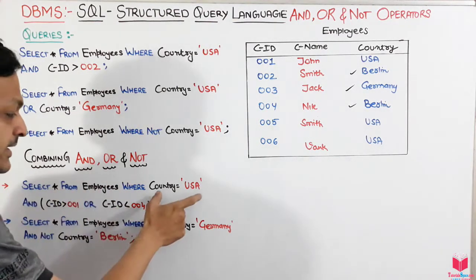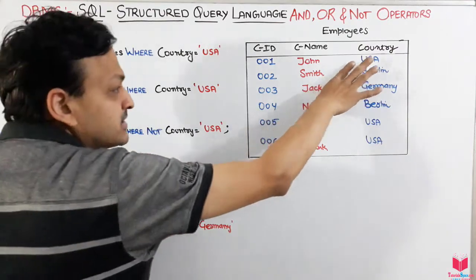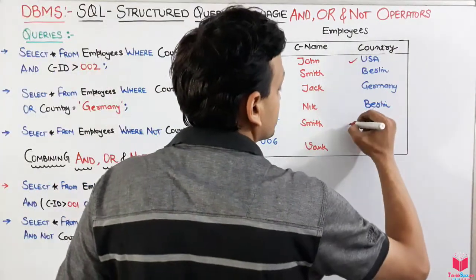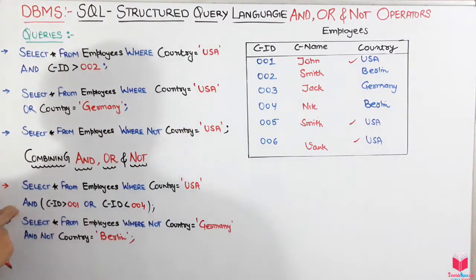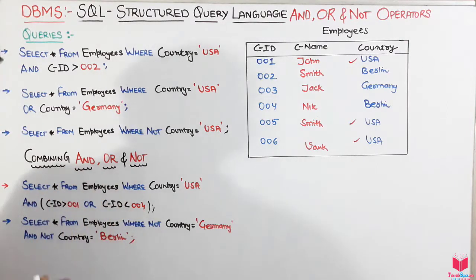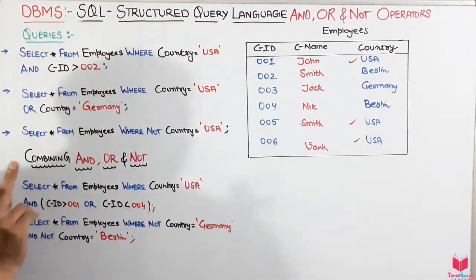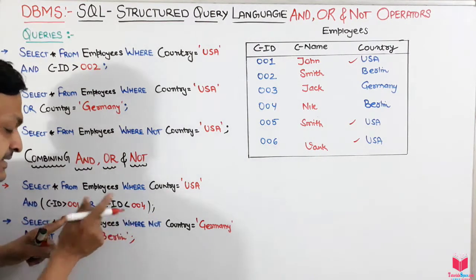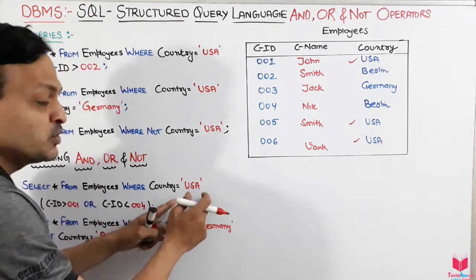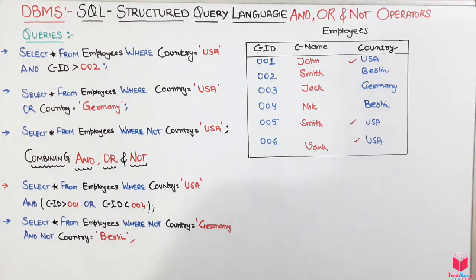So see again, there is a condition that country should be USA. Okay, let's go with the USA. And after that it says CID should be greater than 001 or CID less than 004. Either this or this, one of the conditions should be true, then we will give the output, otherwise no output will be given because it is attached with AND. If we get something from this condition, then we attach it with the USA condition. Clear? See, we have selected the USA.